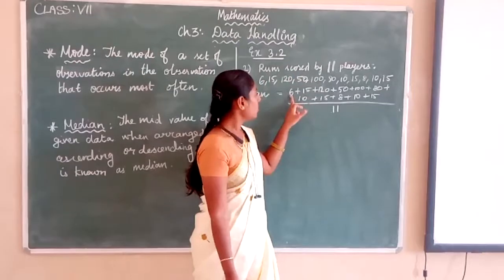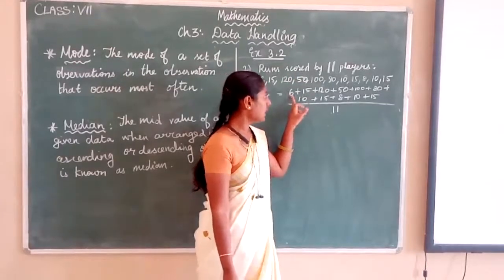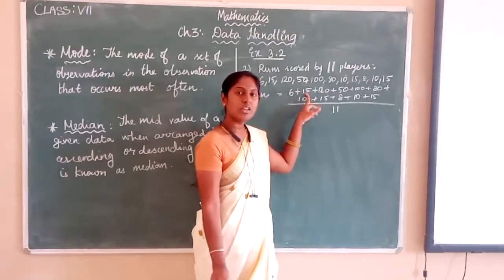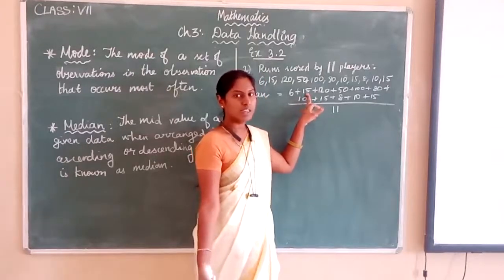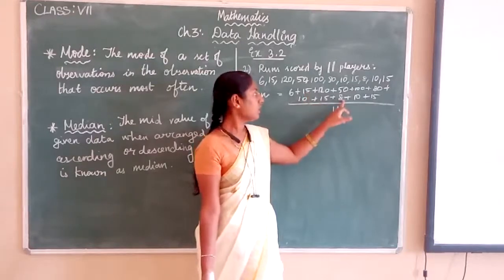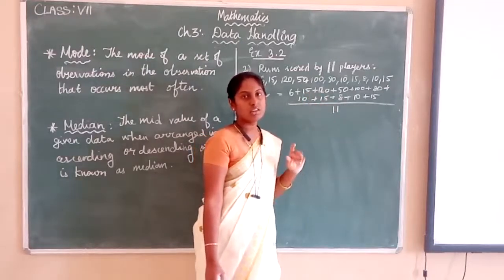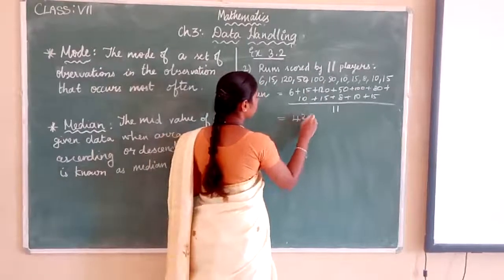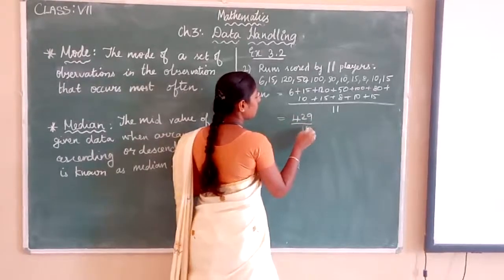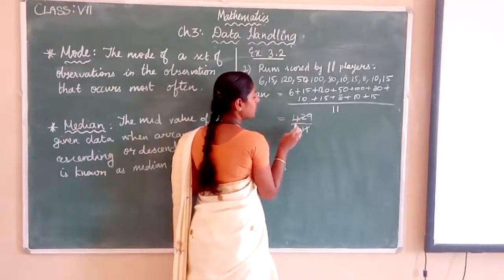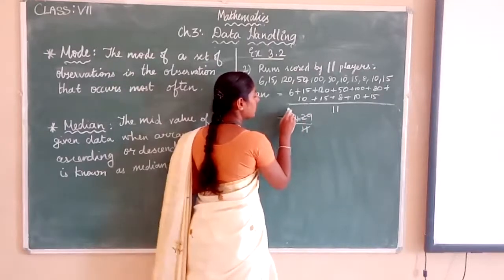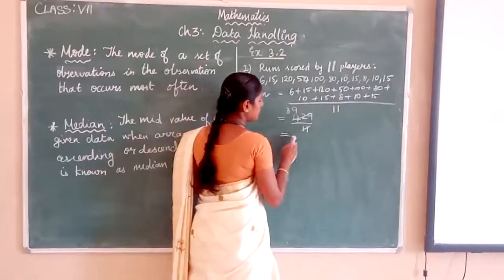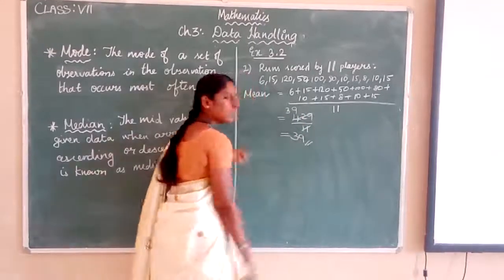And here you have 406. And again you have 15 here. This will give you 421. Then one more 8 is here. So 429 divided by 11. If you can cancel it, you can cancel. 3 elevens are 33, so what is left out? 9 is left out. So 99. 9 elevens are 99. So the answer is 39. So 39 is the mean.